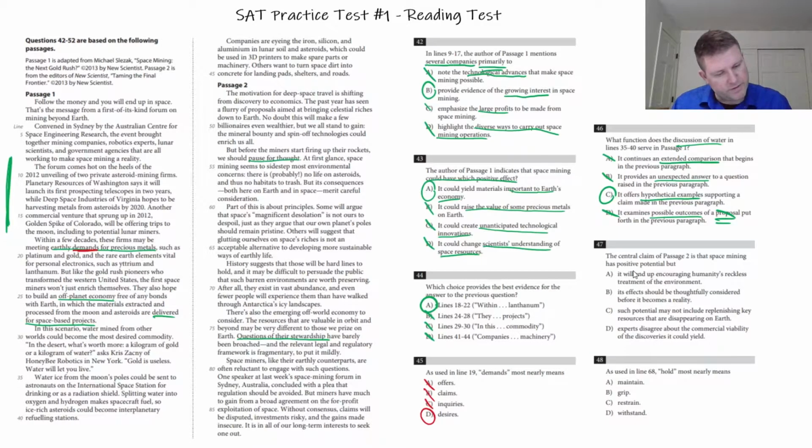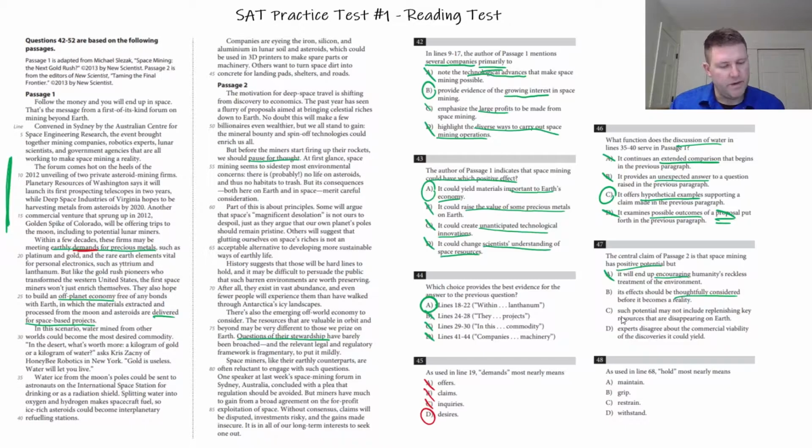And then looking at 47, the central claim of passage 2, so this is the guy who was like, we really need to regulate space mining, right? Is that space mining has positive potential, because he did say it was cool, right? But it will end up encouraging humanity's reckless treatment of the environment. He does point out that there's a risk of polluting space, but he's not saying that space mining would actually encourage humanity's reckless treatment of the environment. It's not going to amplify it, right? So A is out. And then B, its effects should be thoughtfully considered before it becomes a reality. He does say we need to be careful about how we approach this. So B is actually really strong.